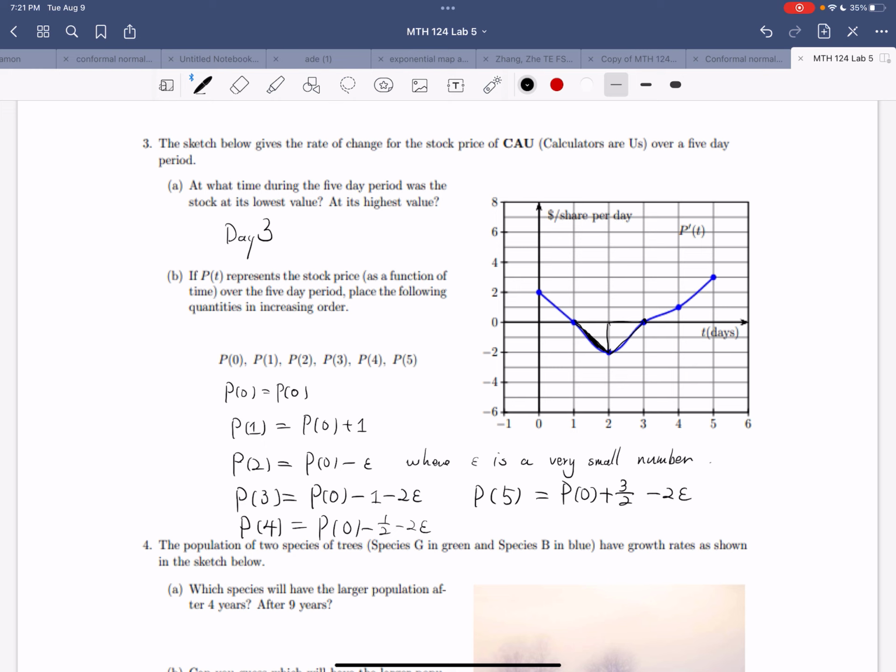So let's compare them, which one is the largest one. It's kind of clear that this P5 is the largest one, right? In the increasing order, which one is the smallest one? The smallest one should be P3 here, right? P3 is the smallest one, so P3 first. Then which one is second? The second one should be P4 here.